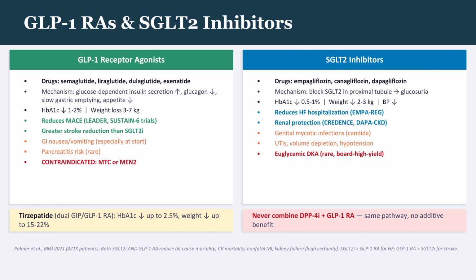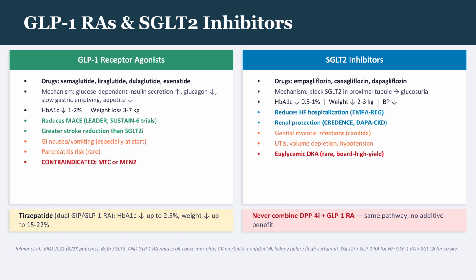Let's spend a minute on the two most important modern drug classes, because they've changed the landscape of diabetes management. GLP-1 receptor agonists, semaglutide, liraglutide, dulaglutide, exenatide, work through the incretin pathway. They enhance glucose-dependent insulin secretion, meaning they only stimulate insulin when glucose is actually elevated, so you don't get hypoglycemia. They also suppress glucagon, slow gastric emptying to blunt post-meal spikes, and reduce appetite through central effects.